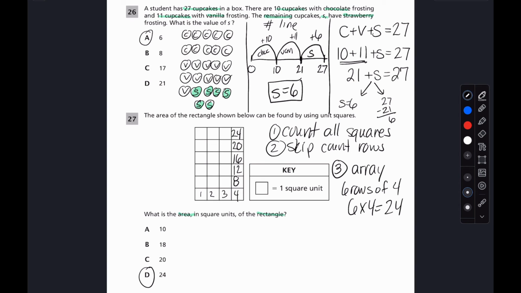Again, the ones that are probably quicker are the second and the third strategy, but if you have to use the first strategy because you're not good at skip counting yet, that's okay. You just need more practice, but you will get there. Hit pause and jot this one down into your notes.